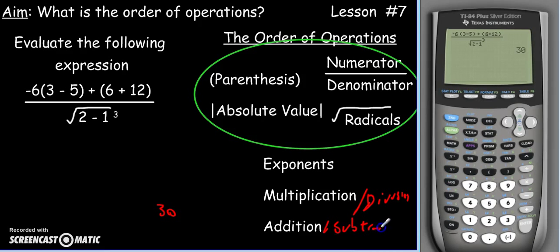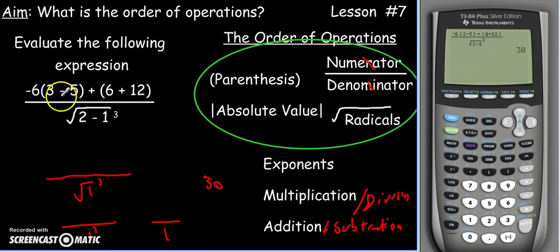Looking here, the first thing we have is a fraction, which means we're going to do the numerator and the denominator before we can do anything else. So it doesn't matter which one we do. We'll just do the bottom one, I suppose. I'm going to move the answer for now. I don't want it to get in the way. So 2 minus 1 is 1, so this is now the square root of 1 to the third power. The square root of 1 is 1, so that's 1 to the third power, so we're going to get 1.